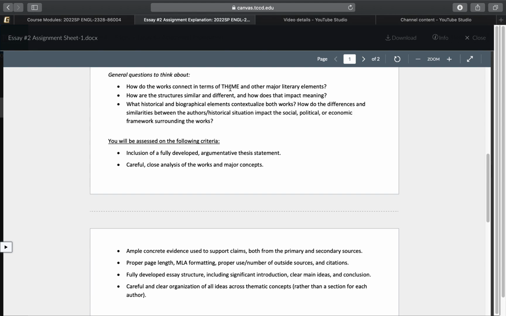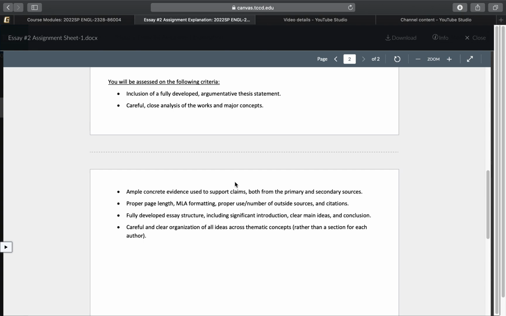So again, how does a poem versus a prose, how does the first person versus the third person, how does that impact meaning? And then what historical biographical elements can be used to help contextualize those works? And then what are the differences or similarities between those authors as far as the historical situation? So how does that influence their understanding of the social, political, economic issues portrayed within these works?